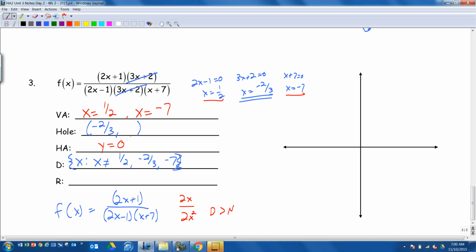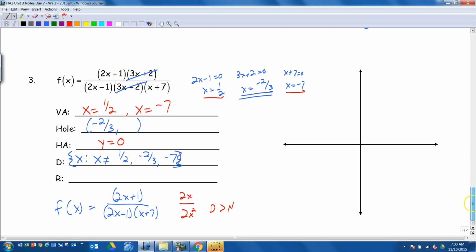Okay. Now we have to find the hole. You have to plug negative 2/3 into what's remaining. So that would be this simplified form. So we have 2 times negative 2/3 plus 1 over 2 times negative 2/3 minus 1, and then negative 2/3 plus 7. If you type all that in Mathway, you get 3 over 133.